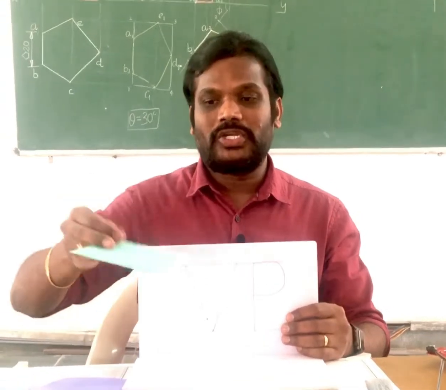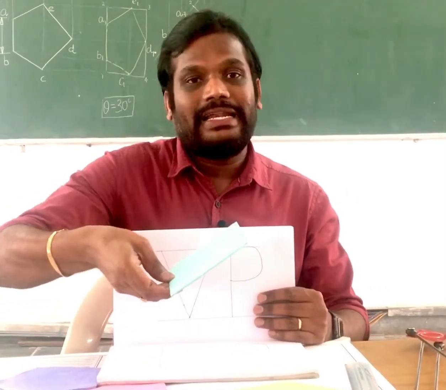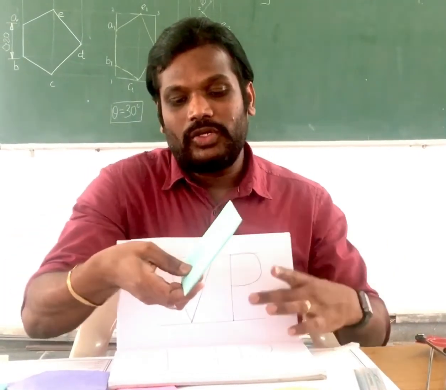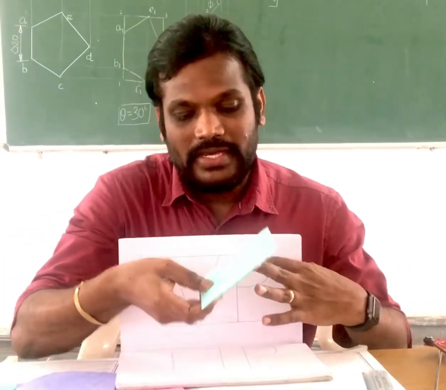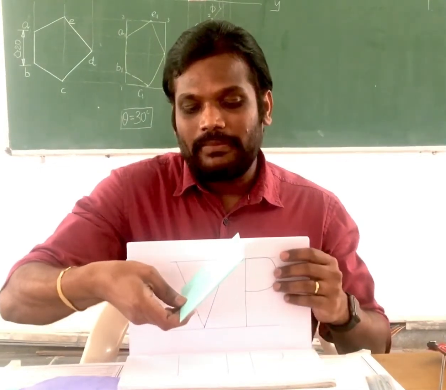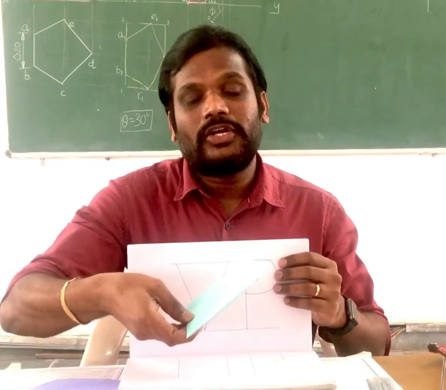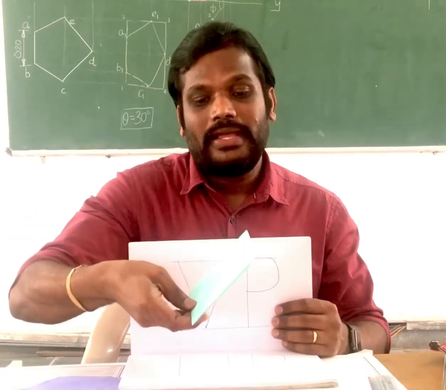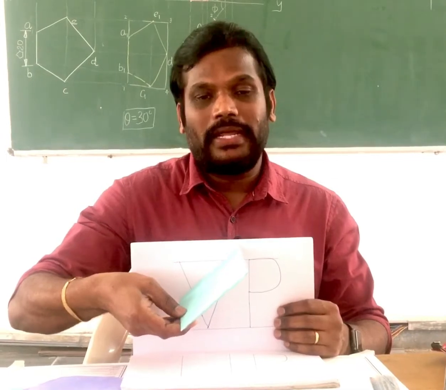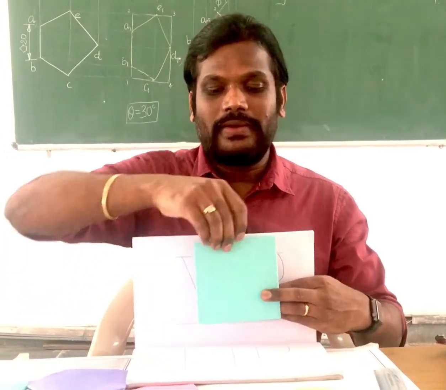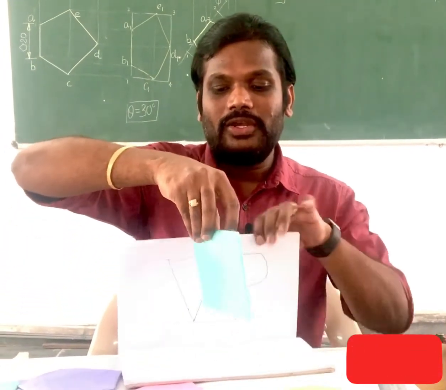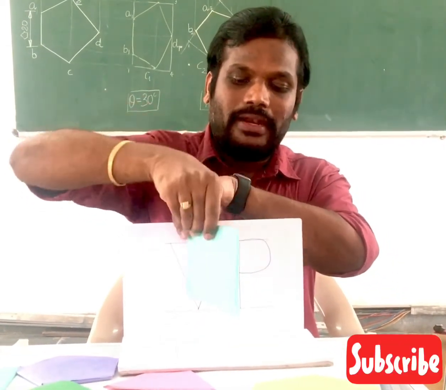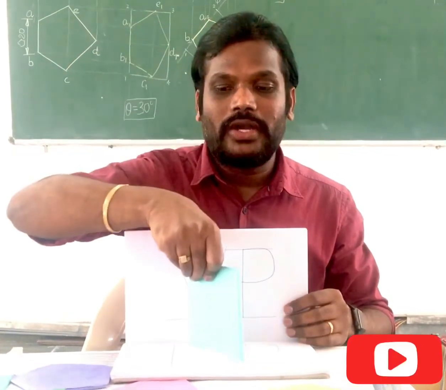The next orientation I would like to let you know is inclination. I can place it like this also. A plane surface inclined to the horizontal plane means it is perpendicular to the vertical plane. When a plane is inclined to one plane, it is perpendicular to the other plane. Now let's look at the vertical plane position. The plane surface is inclined to the vertical plane and it is perpendicular to the horizontal plane.